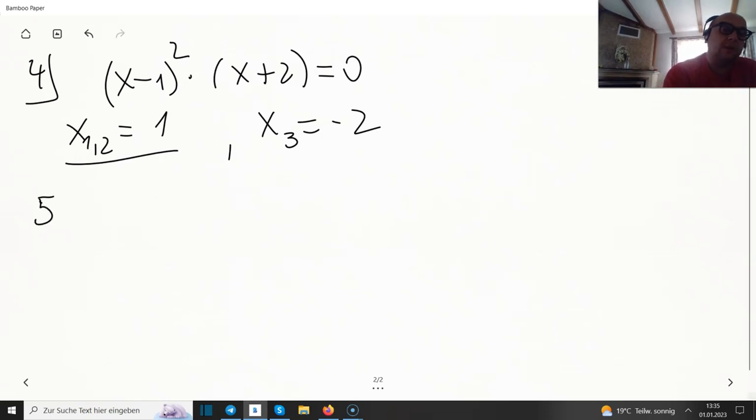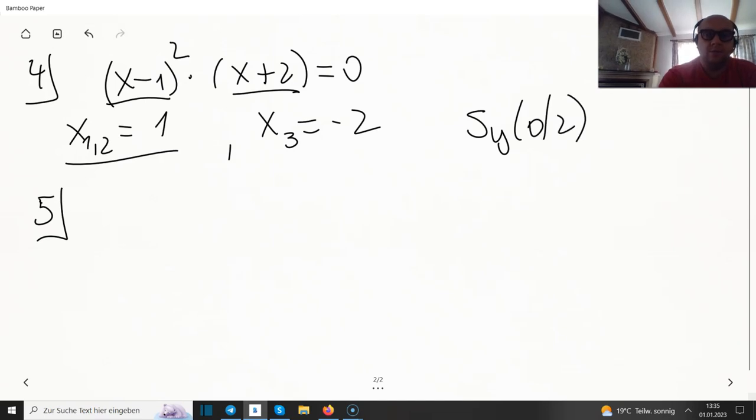So let's look at number 5. We can also figure out the point of intersection with the y-axis. Just put 0 for x. That would be 1, and that would be 2. 1 times 2 is 2, so 0, 2. What a surprise. We knew it, because of the last form after we multiplied out.